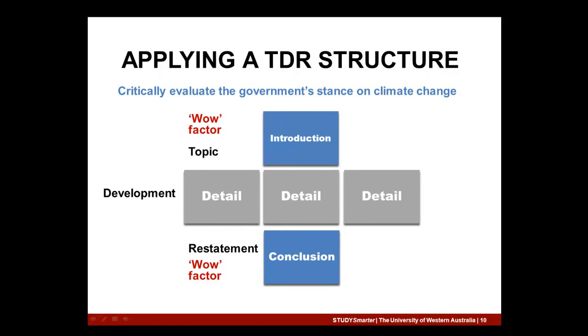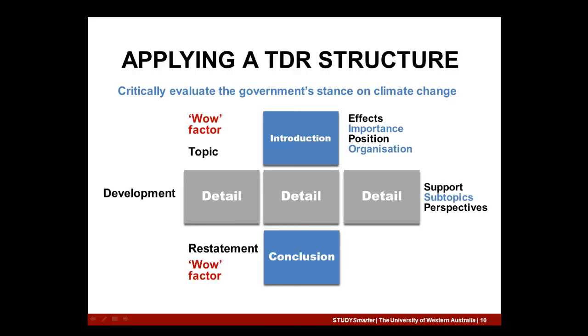We can see how this structure makes writing easier if we return to our earlier assignment question. In the introduction, you could begin with a powerful statement of the real effects of climate change. You might follow this by highlighting the importance of appropriate government responses. You could then state your informed position on these responses. Finally, you could outline the way in which you've organized your argument.